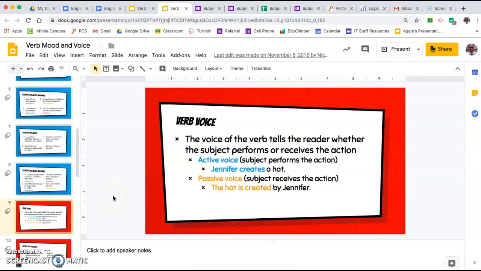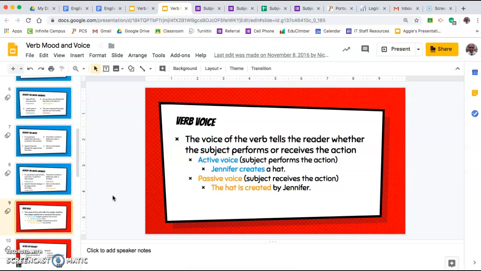As you can see here, the verb voice tells the reader whether the subject performs or receives the action. So the two things that we're going to talk about are active voice and passive voice. A lot of times when people submit things to Turnitin.com, it'll say that you are using the passive voice. Generally, it's recommended that you write using the active voice as much as possible. But there are reasons that you would want to use the passive voice as well.